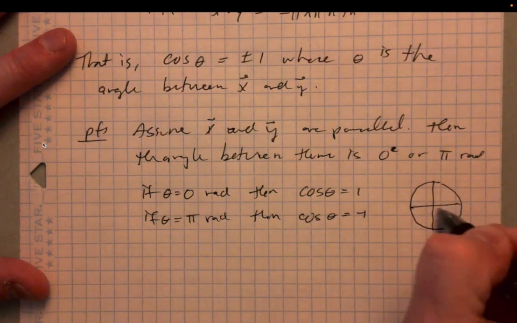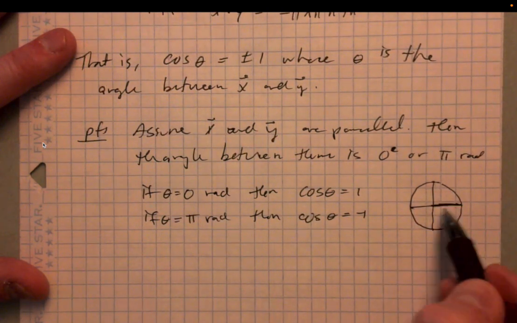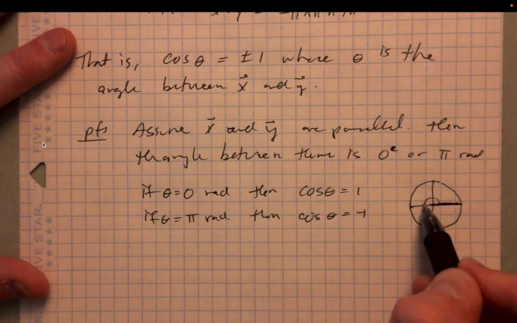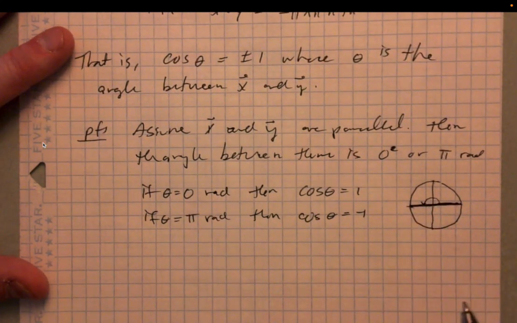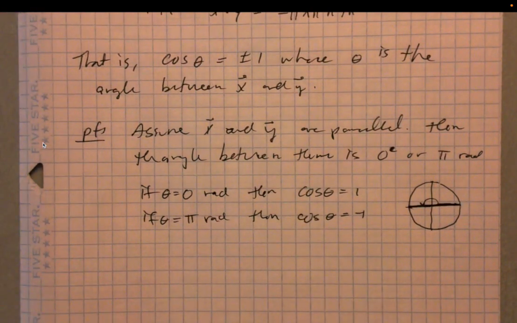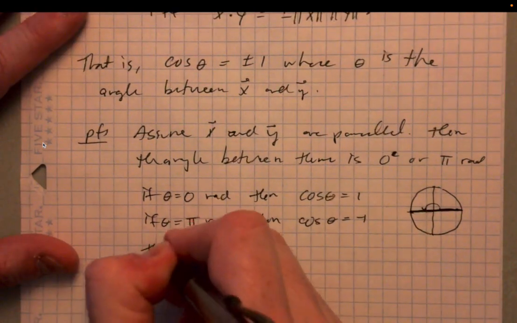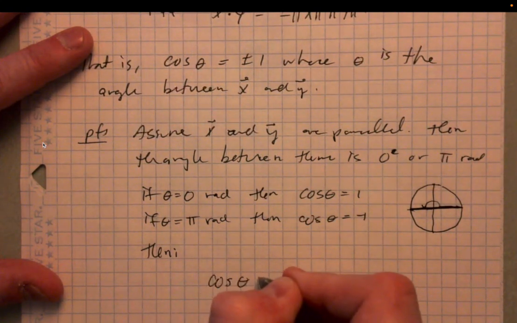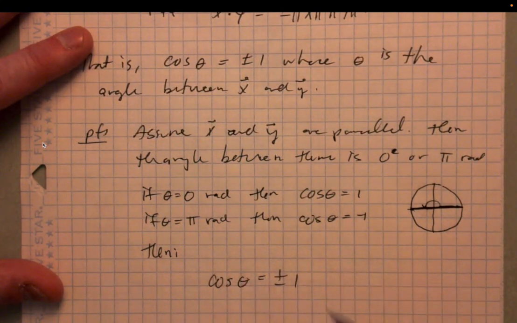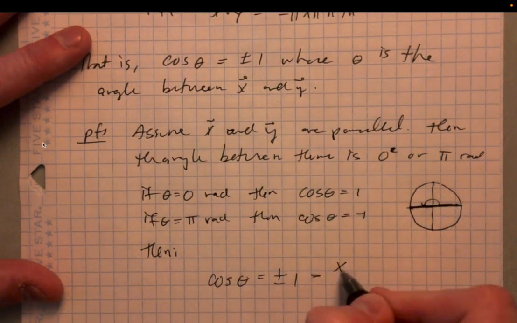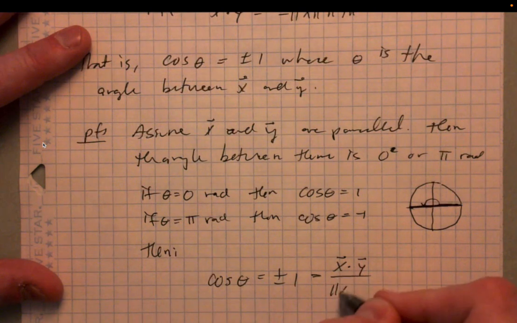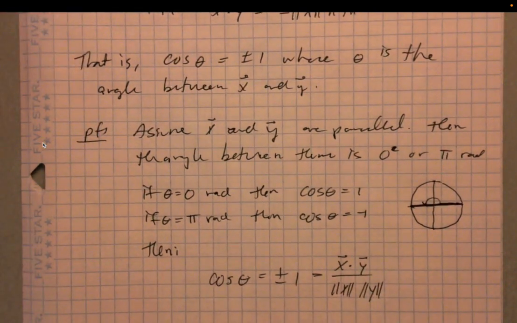Remember, if theta is 0, then this is the cosine, +1. If theta is pi, then this is the cosine, -1. Okay? So what can you say? So cosine of theta is equal to plus or minus 1, which is equal to x dot y over the norm of x times the norm of y. That comes from the previous theorem.